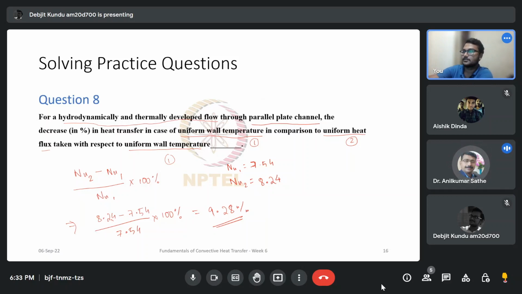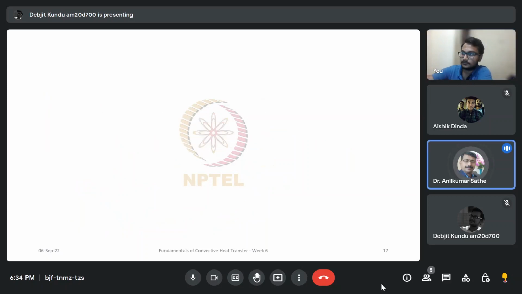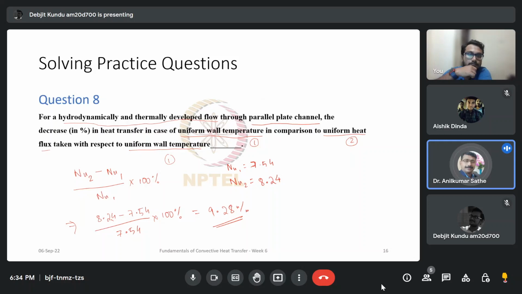Actually, sir, whenever we are calculating percentage decrease, it has to be with respect to the higher value. How can they give the answer with respect to uniform wall temperature? The base case that I'm considering is the uniform wall temperature. In comparison to that, there is that case and another reference case, so we take the difference between them and calculate it with respect to that initial one.